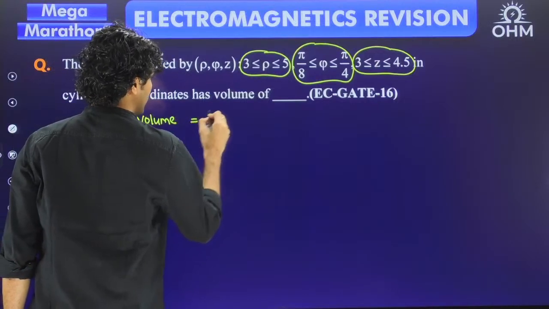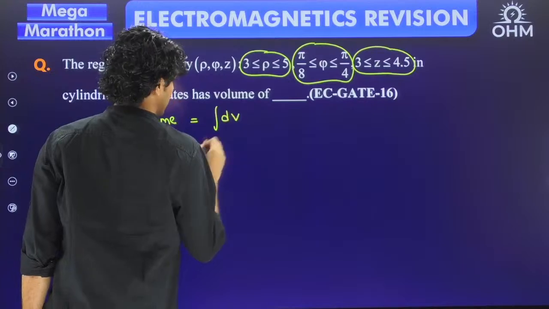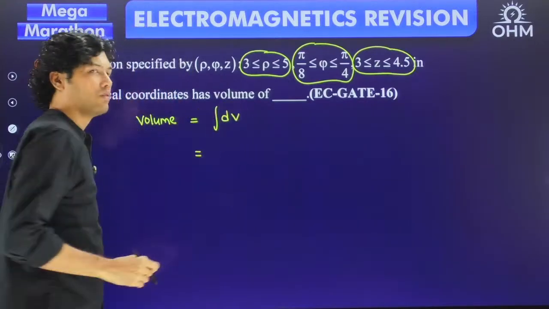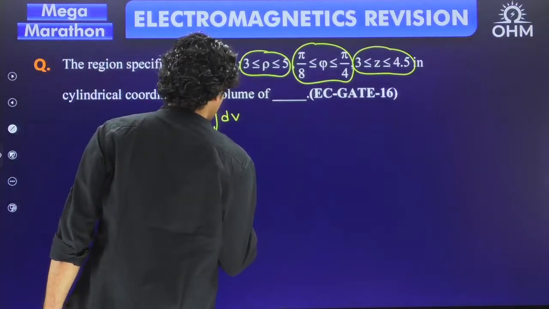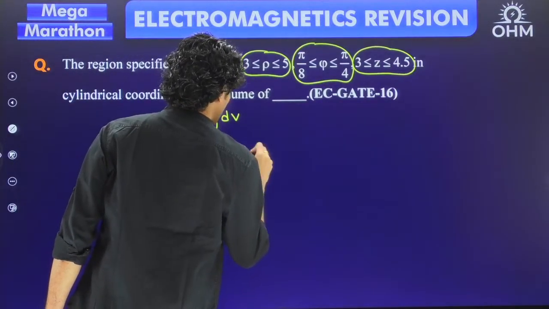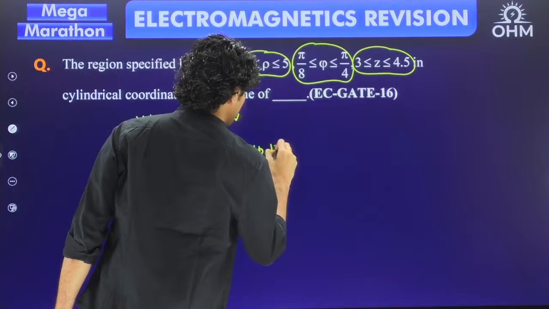Volume is equal to the integration of dV. Now, what dV are you supposed to take? dV in the cylindrical coordinate system. In the cylindrical coordinate system, what is dV? This is nothing but rho d rho d phi dz.